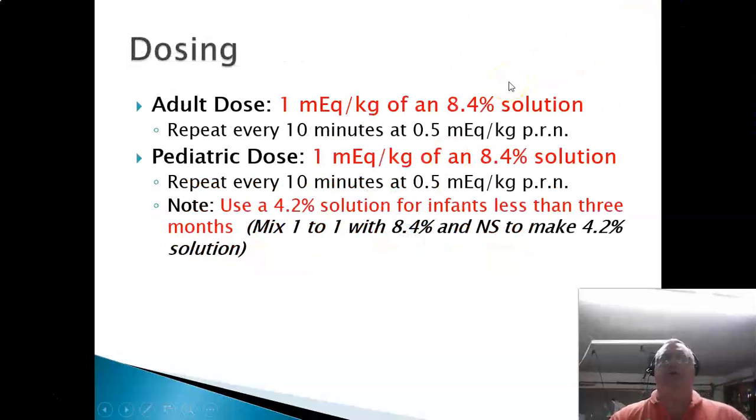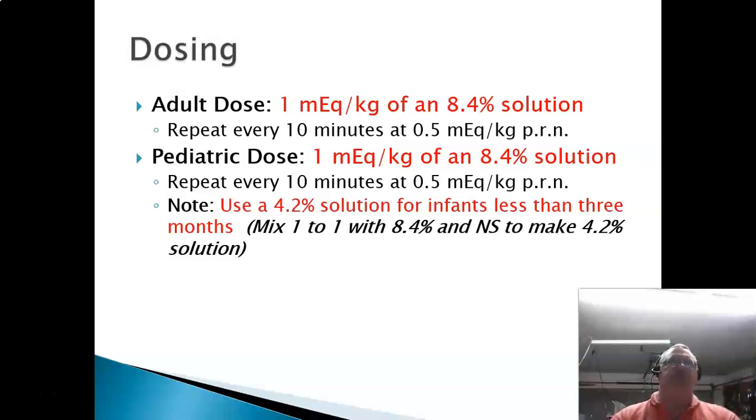All right, so our dosing, really simple. Peds or adult, it's 1 milliequivalent per kilogram, okay? Of an 8.4 solution for adults. We cut it in half for the infants. They usually use a 4.2. And again, if you don't have 4.2 with the really tiny ones, mix it 1 to 1. All right, you're not going to be giving that much.